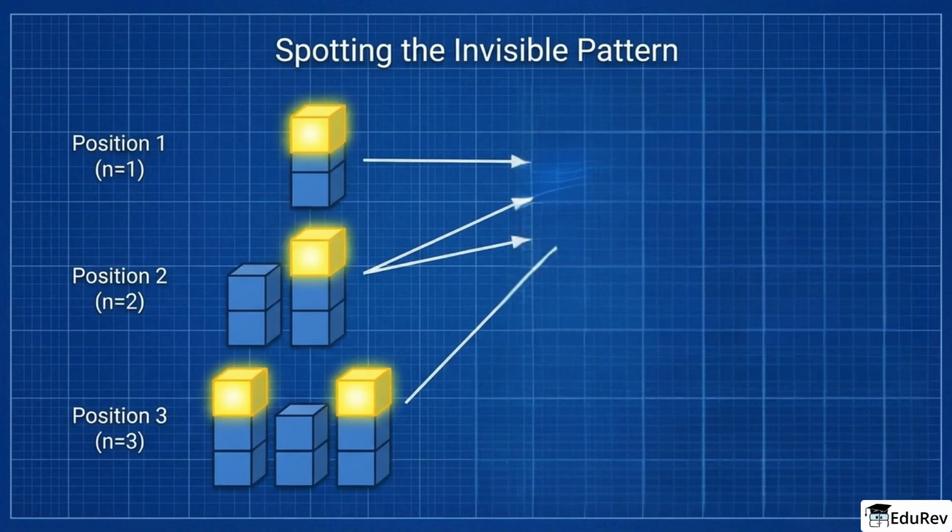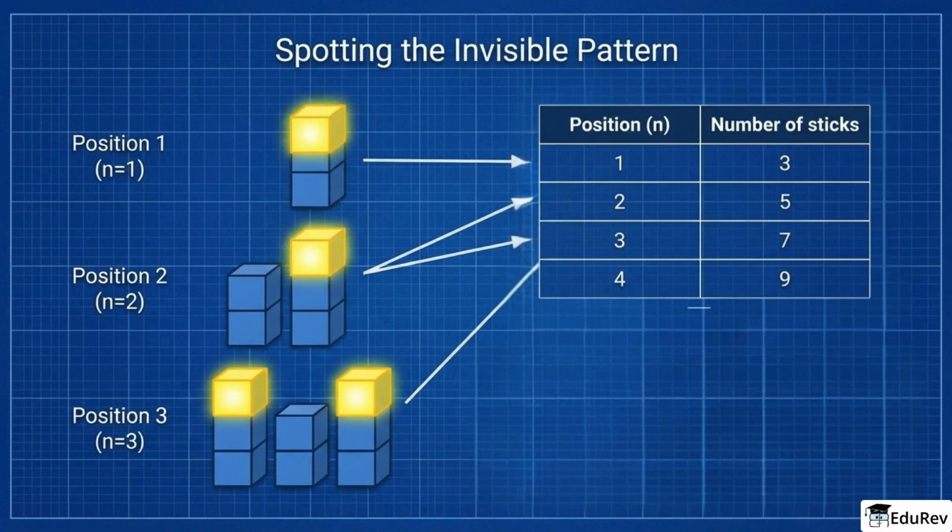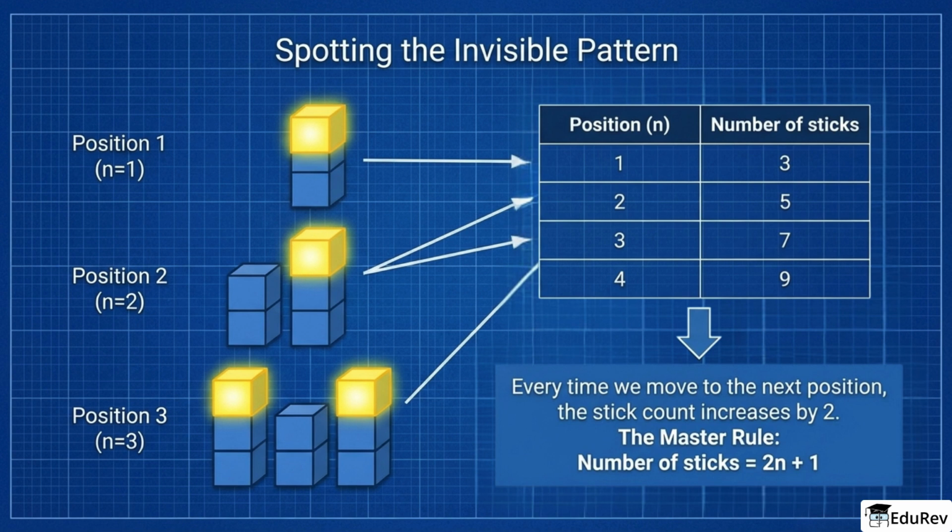Now we begin spotting patterns. Suppose the number of sticks goes 3, 5, 7, 9 as the position increases. What is happening each time? The count increases by 2, and it's an odd series that is always one more than any multiple of 2. So the rule becomes 2n plus 1. This is the smart way to look at patterns. Do not count everything again and again. First look for the hidden rule.